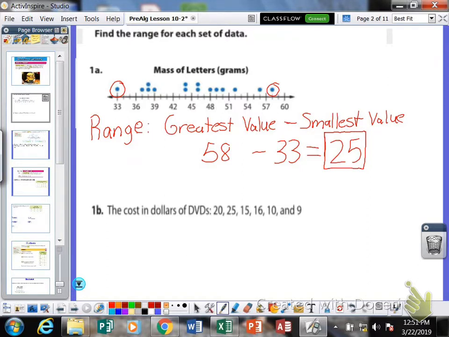That's it. I'm done. So now I want to find the range for the cost in dollars of DVDs, which are 20, 25, 15, 16, 10, and 9. So again, we take our greatest value, which is 25, and our smallest value, which is 9. So 25 minus 9. That's going to give me a range of 16.